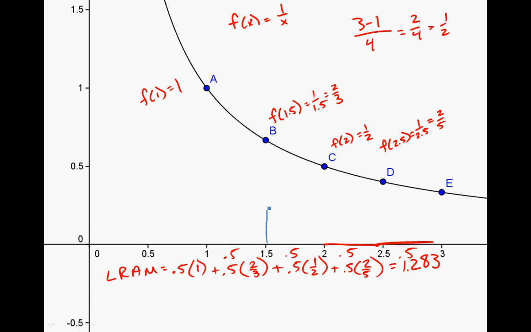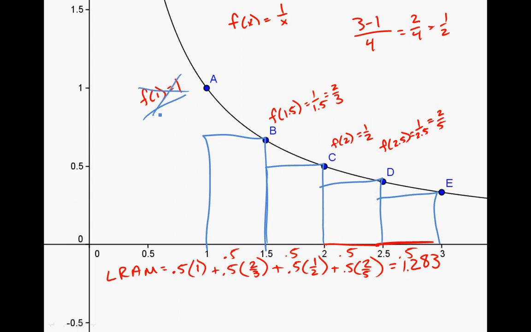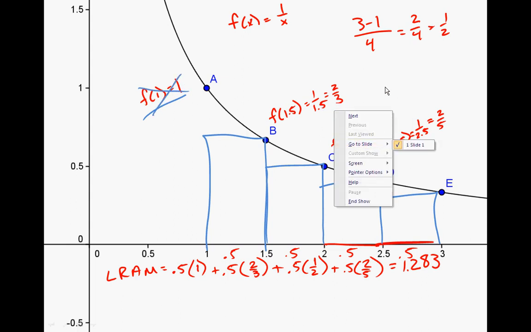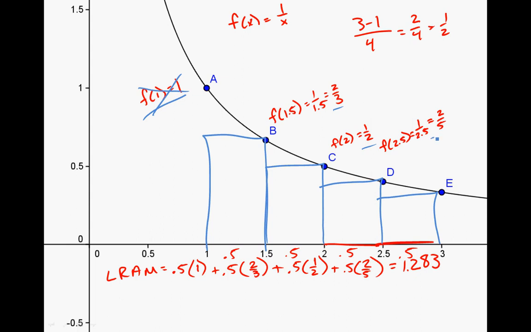Okay, so we still have this same idea here, except we're going to use the right sides to create our rectangles. Right side, right side. So they still have the same width, but now they're going to have different heights. So this point right here doesn't help us out so much. This one still does. This one still does. This one still does, but we've got to figure out this one. This one is f of 3, so that's going to be 1/3.